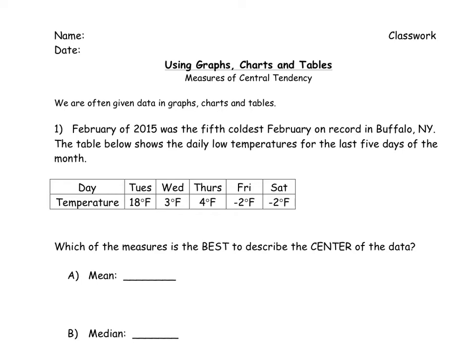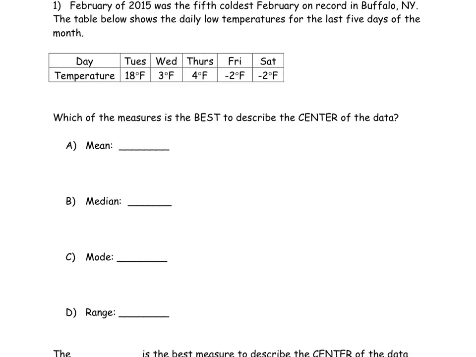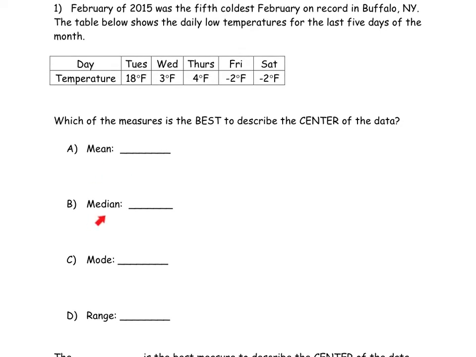So as we look at this, Tuesday the low temperature was 18 degrees, Wednesday was 3 degrees, Thursday was 4 degrees, and Friday and Saturday were both negative 2 degrees. The question is, which of these measures is the best to describe the center of the data? And you're asked to find each of these measures, and then we'll make that decision.